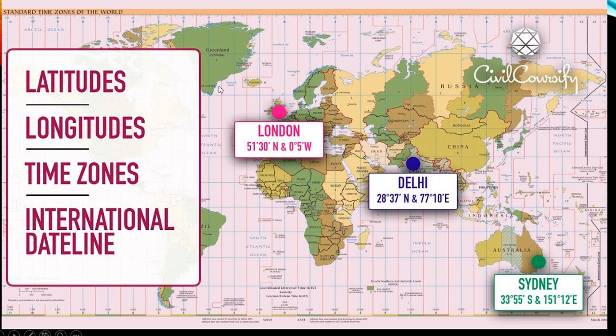Now this is the content that we have already studied. The latitudes, the important latitudes, longitudes, prime meridian, time zones we are going to study today. Heat zones we have studied. International dateline, I'm going to mention that.